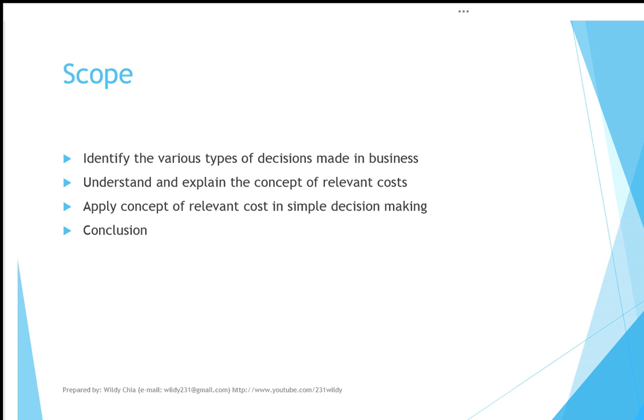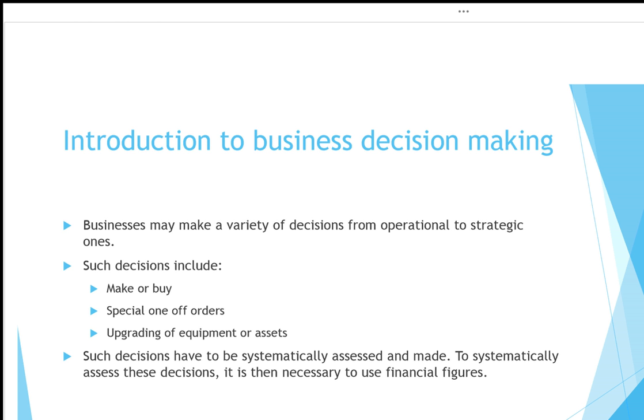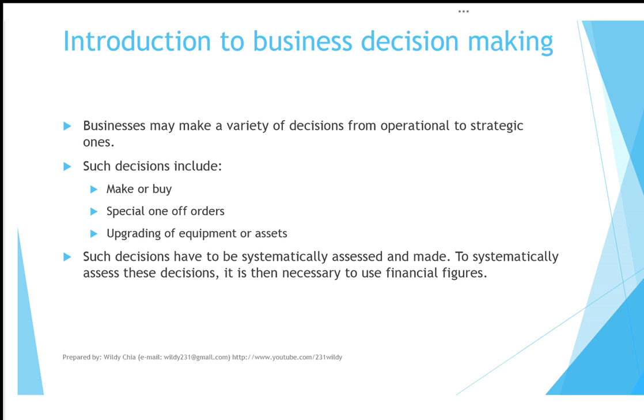For today's session, we are going to look at the different types of decisions made by businesses, and then after that, understand and explain the concept of relevant cost, and how we apply relevant costs in simple decision making. And after that, conclusion. So, when we talk about decision making, what kind of decisions am I referring to?